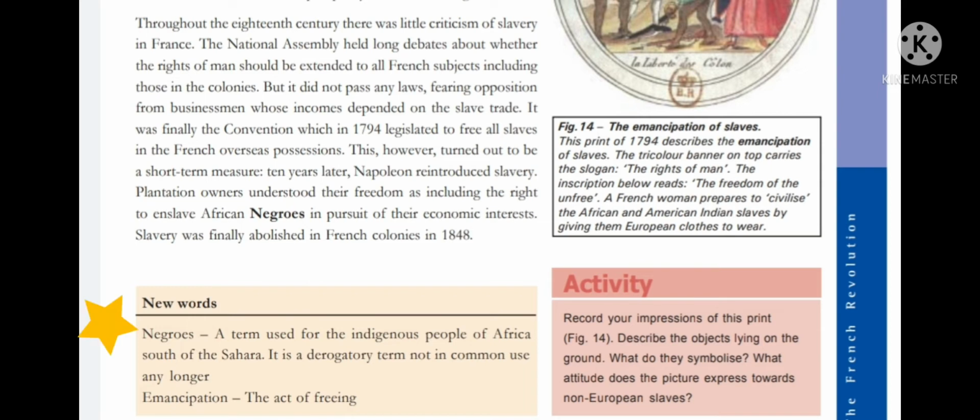Negroes, the meaning of Negro is there in your book also. It's a term used for the people of Africa, indigenous people of Africa. Negro is a derogatory term. Derogatory means disrespectful or insulting. So this term is not in common use any longer.